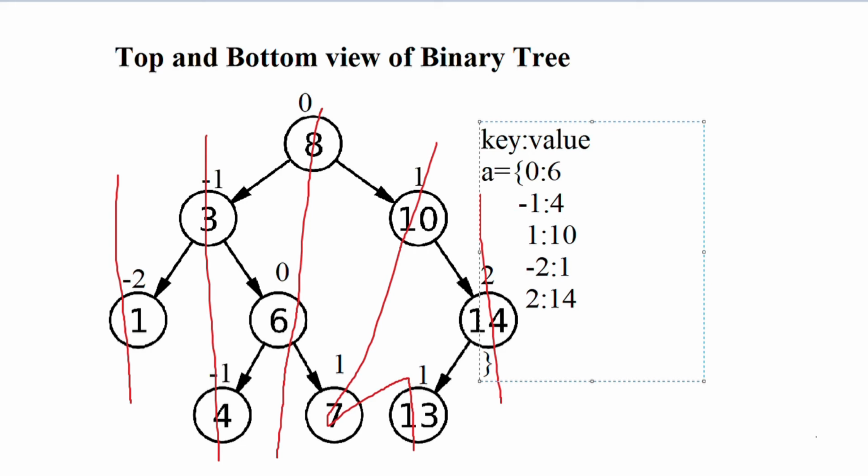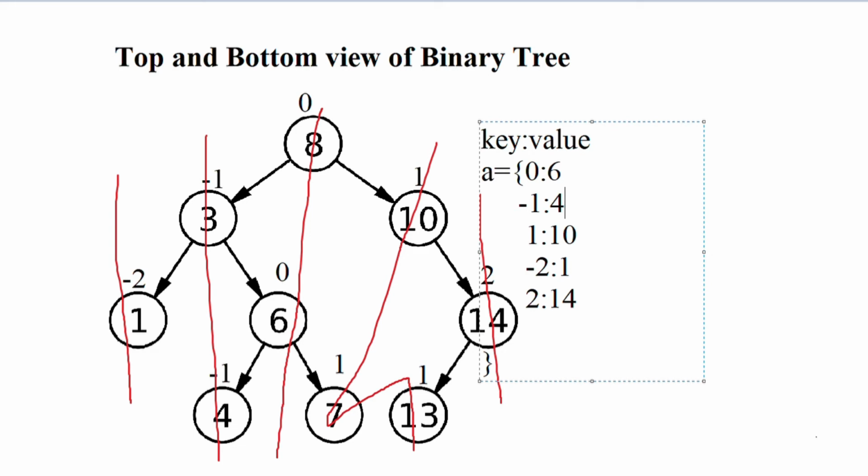So what is happening in top view? In top view, I'm storing the first occurrence of that particular horizontal distance, right? And what about the bottom view? In bottom view, I am storing the last occurrence of that particular horizontal distance, right? So what do I mean by last occurrence?